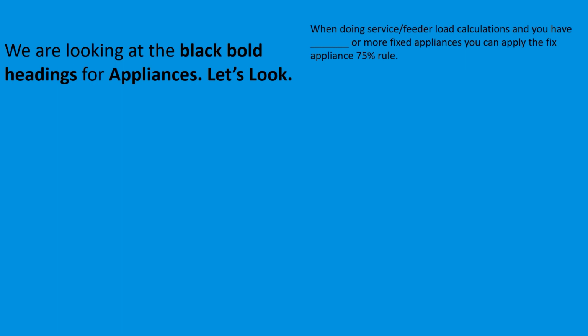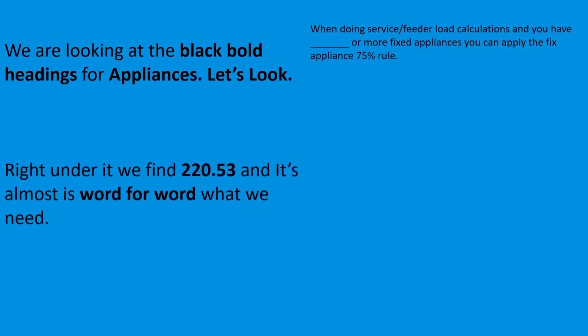So when we get to 220.53, it says appliance load. We look down. It shall be permissible to apply a demand factor of 75% to a rating of 4 or more appliances. So now it's almost word for word what's in our question here. And we look, we find out that our answer is 4. So when we're sizing and doing service and feeder load calculations, and there are 4 or more appliances, we can apply the 75% rule. And that is called the demand factor. And we're going to learn all about demand factors in the weeks to come. Let's get to it.